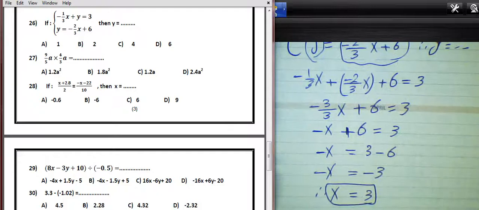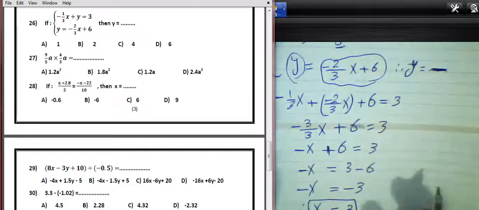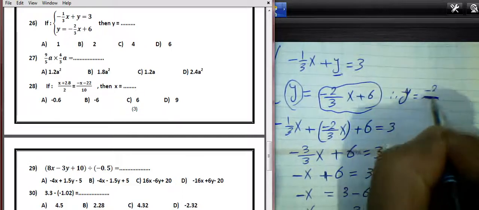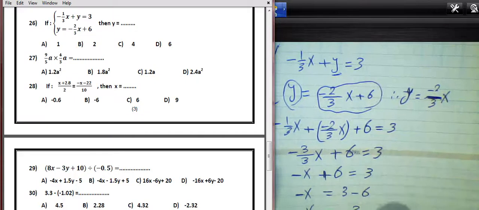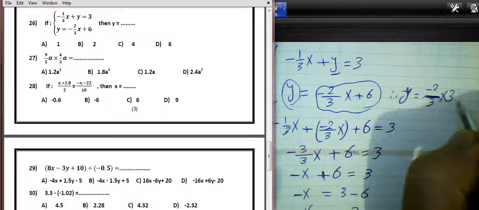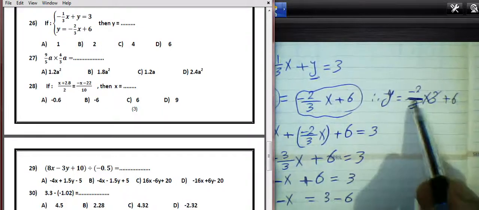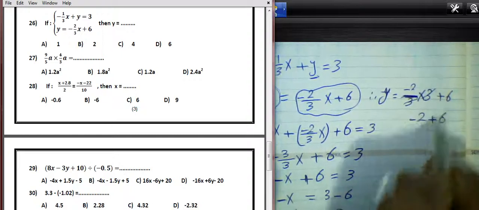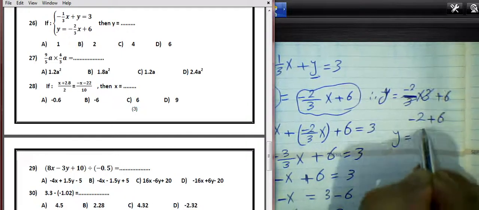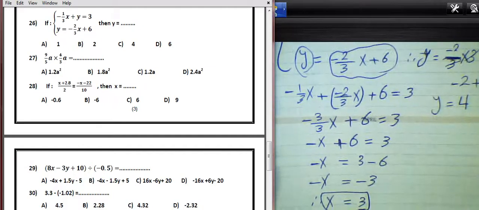So he wants to find the value of y. Let x equal 3 in this equation, then y equal negative 2 over 3 multiply by 3, because the value of x equal 3, plus 6. 3 divided by 3 equal 1, 1 times negative 2 equal negative 2, negative 2 plus 6 equal 4. So y will be 4. The value of y will be 4. Okay, it was question number 26.